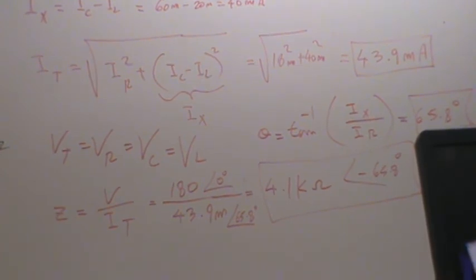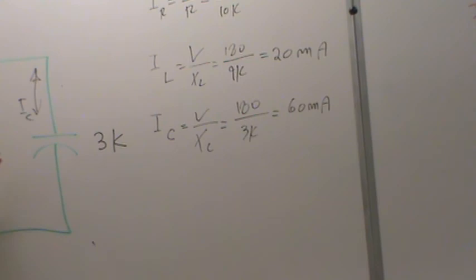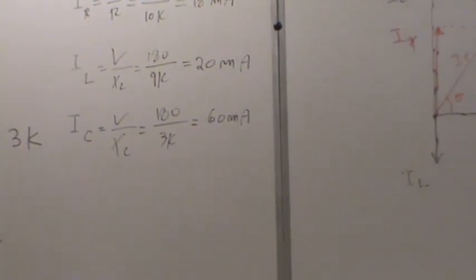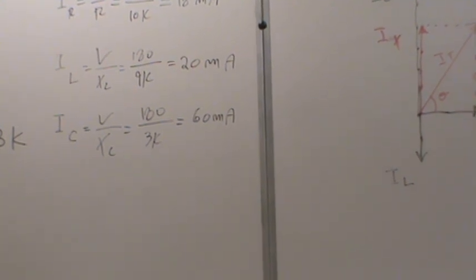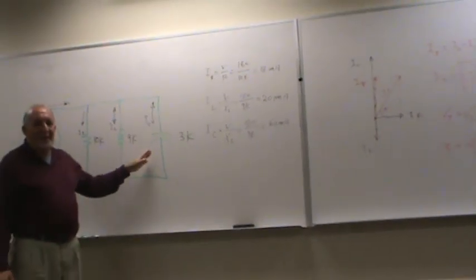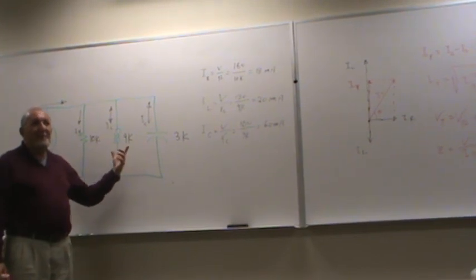What does the X stand for? X is the reactance portion of the circuit. I have this as reactance, and this is reactance here. So when I add these two together, what should I call it? I can't call it I T. I can't call it I L. I can't call it I C. I have to call it another name. That's why I said I X. I X is simply the vector sum of the reactive currents.